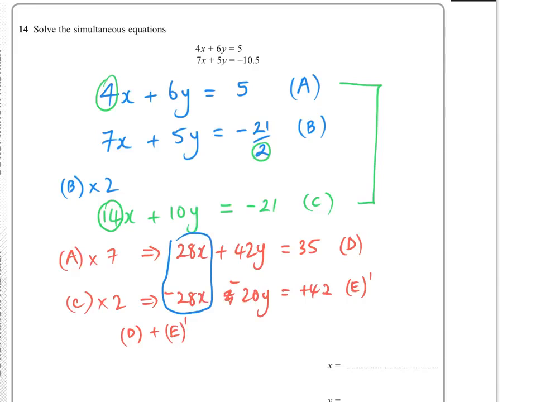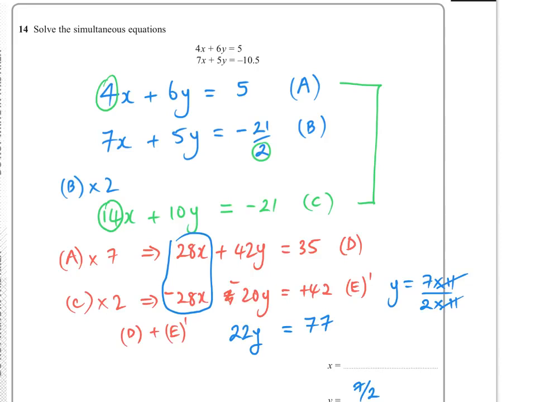I generally like adding equations all the time. It saves doing things like 42 minus 20y, where you can sometimes make a mistake. So here I'll get 22y is 77. That means y is 7 times 11 over 2 times 11, which is 7 over 2, or 3.5. That's absolutely fine. You could have written 77 over 22, that would probably be okay as well. It doesn't ask you to give your answers in the most simple form.